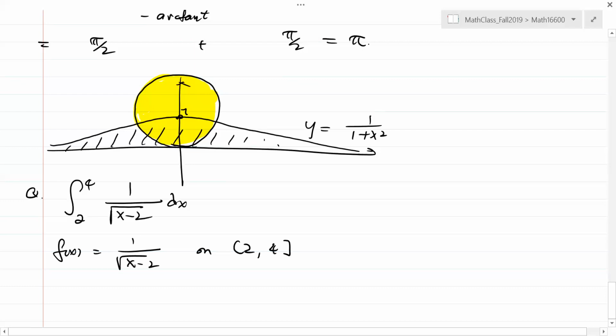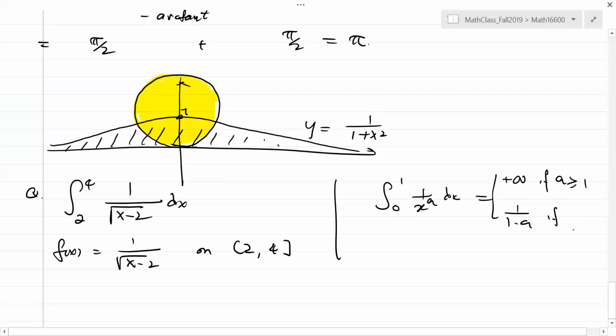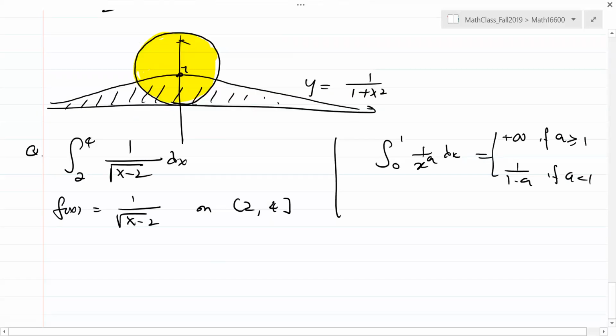On the other hand, I know this good example, right? The integral from 0 to 1 of 1 over x to the a dx. Do you remember when it's finite and when it's infinite? If a is greater than or equal to 1, it's infinite. It's finite, 1 over 1 minus a, if a is less than 1. So when a is smaller than 1, it's finite. When I look at this case here, it's almost like x minus 2 to the power a. So a is 1/2. This should be finite.